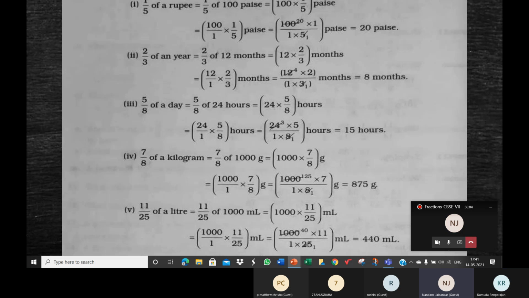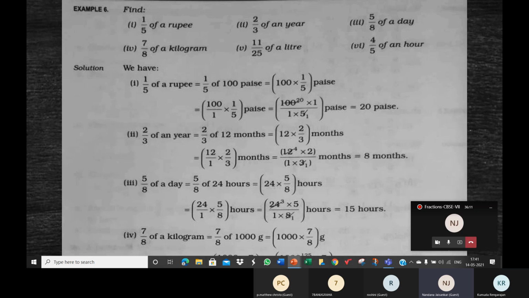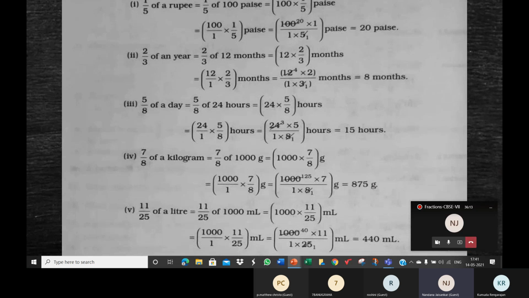Ma'am, 4/5 of an hour is equal to 4 by 5 of 60 minutes. Okay. And we should write 4 by 5 into 60 by 1. Very good. And we should cancel 5 into 60, which is 12, ma'am. Very good. And we should multiply 4 into 12, 48 minutes, ma'am. Very good. 48 minutes. Who is that? Ma'am, Nandana, ma'am. Nandana. Very good.